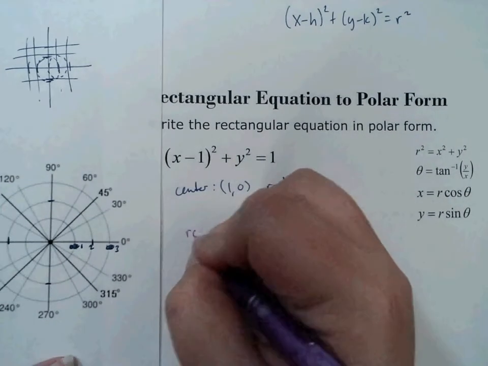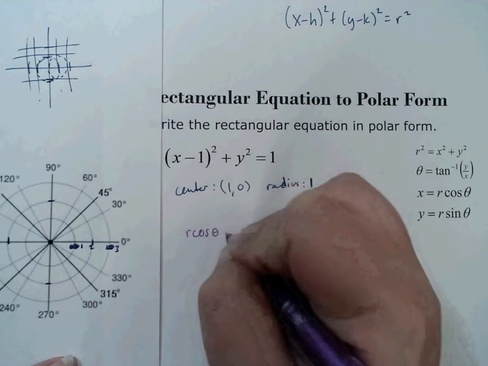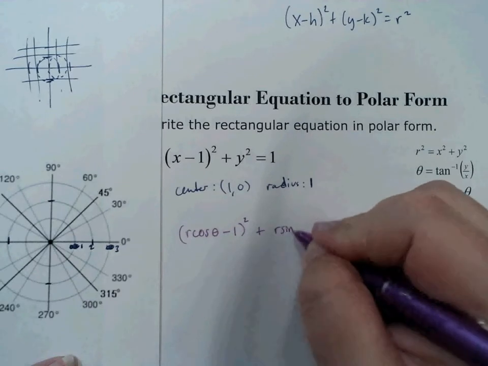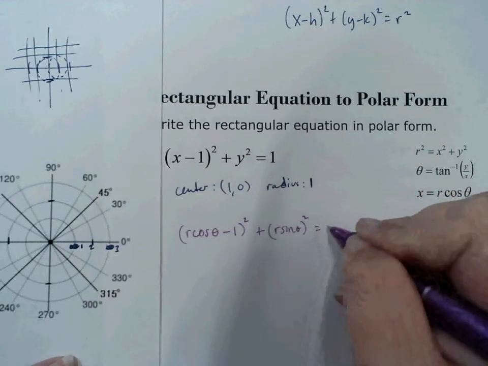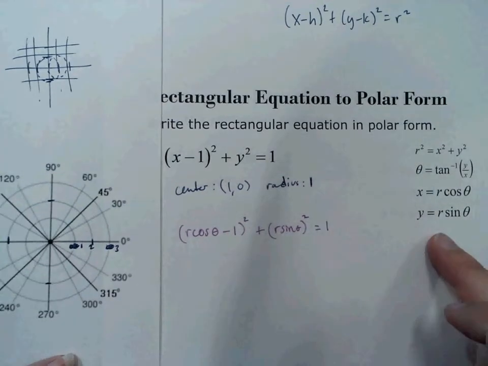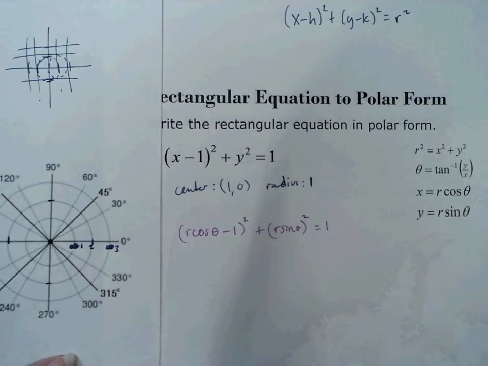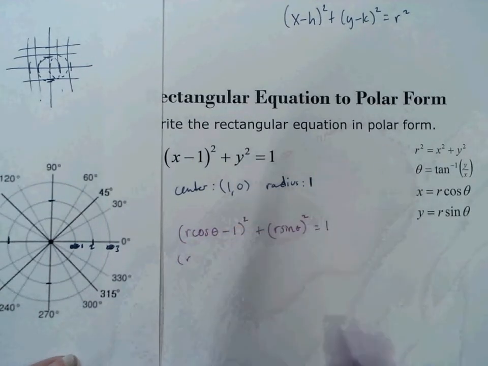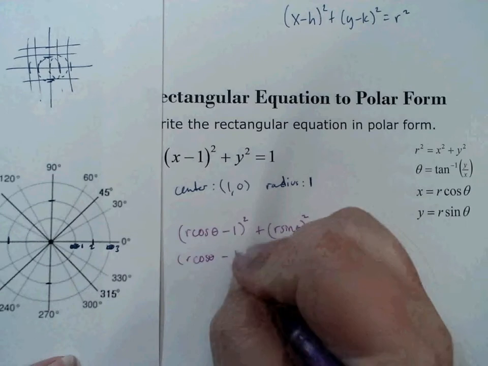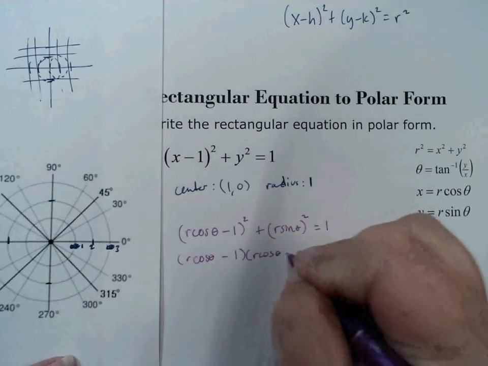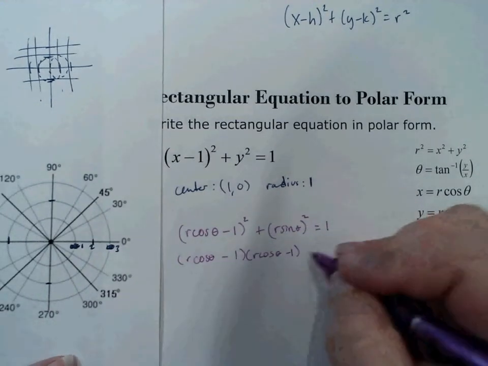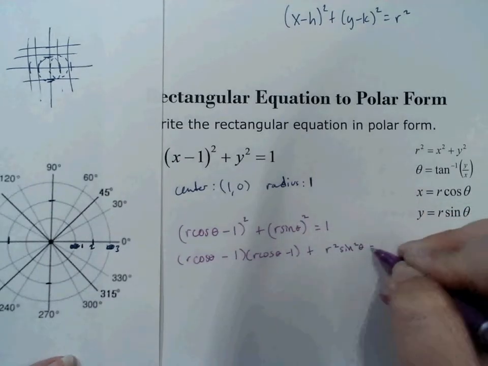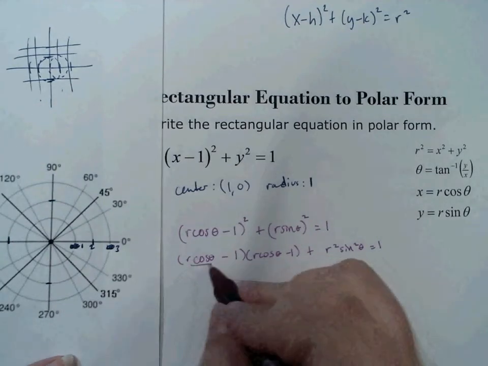x equals r cosine theta. So (r cosine theta minus 1) squared plus (r sine theta) squared equals 1. So I've replaced every x and y with the r cosine and the r sine. And then I would expand, right? So (r cosine theta minus 1) times (r cosine theta minus 1) plus, and when you square a product, you're squaring each term, r squared sine squared equals 1.